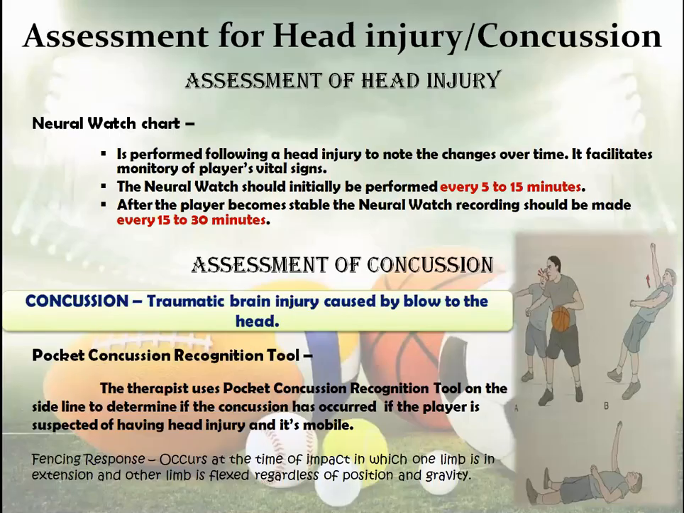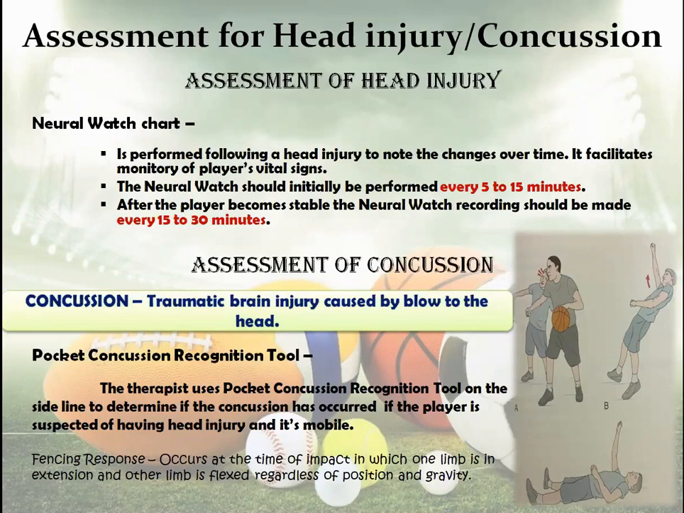Next, moving to the head injury assessment. The assessment of head injury is done after an evident head injury in the player during on-field activity. First step is to call the emergency service, and then the head injury is assessed using neural watch chart till the emergency service arrives. This neural watch chart is done to monitor the player's vital sign.